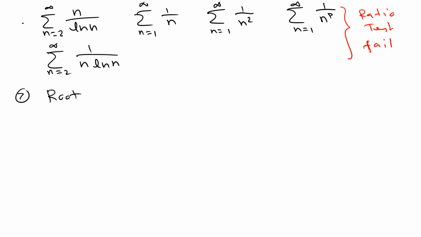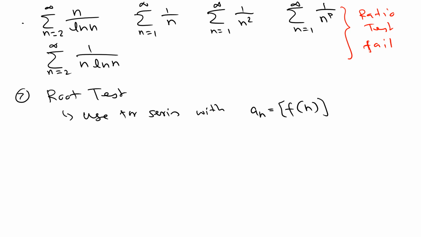So the root test is used for series with an nth term of the form where you have some kind of function, not a constant, to some n power. So this n is the one, and here you also have a function, not a constant. You have some kind of function. Then you try to use the root test. So that's kind of an indicator.